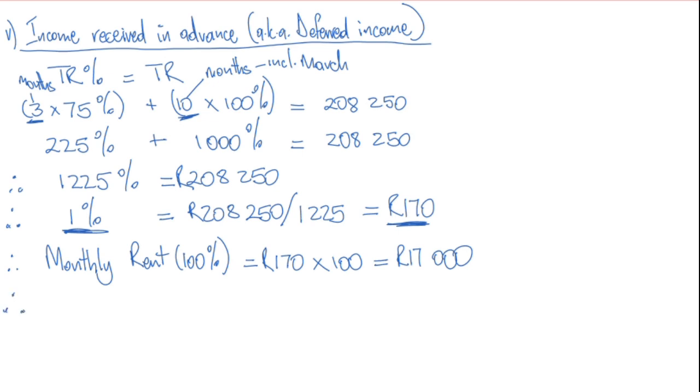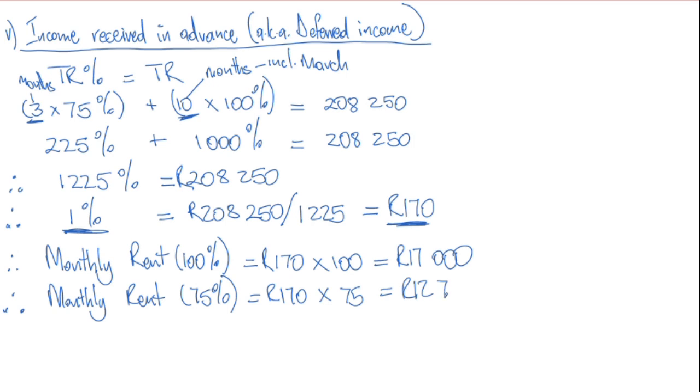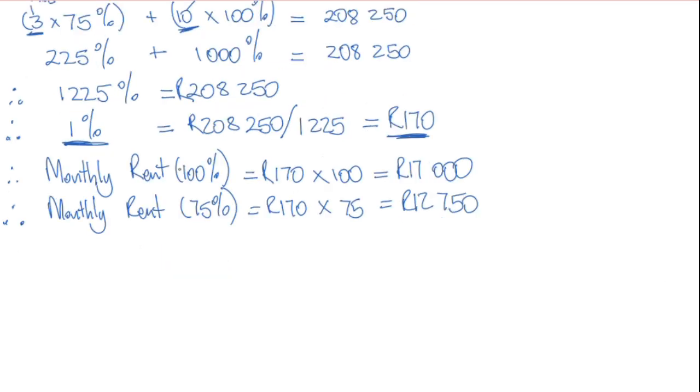If we want to know what the rent was for those 3 months at 75%, we will simply say monthly rent at 75% is equal to 170 times 75 equals to 12,750.